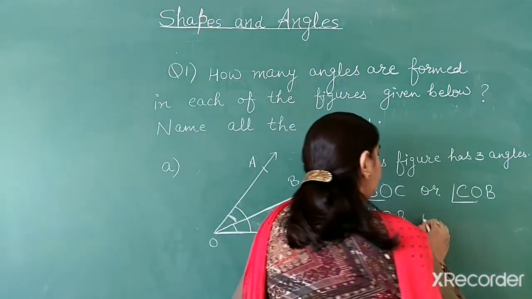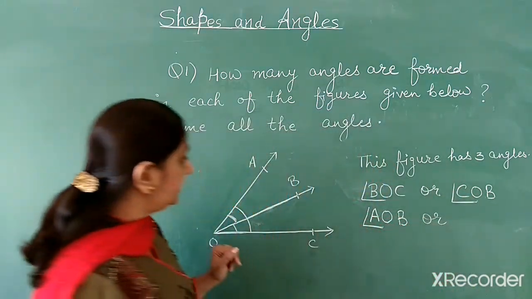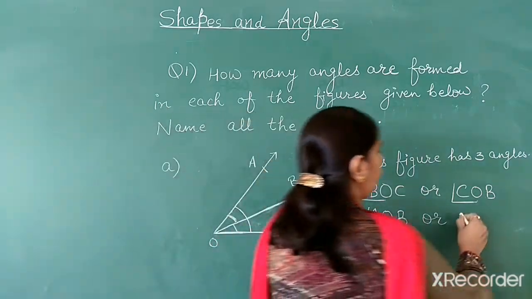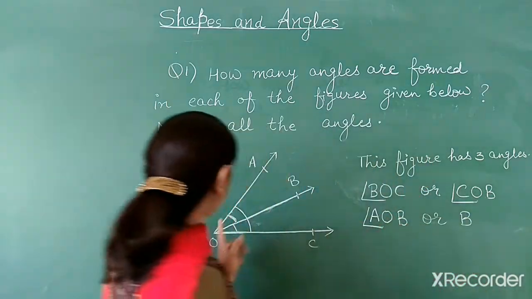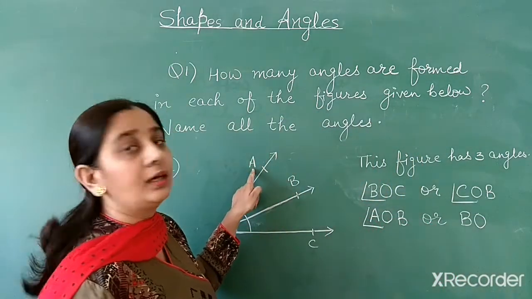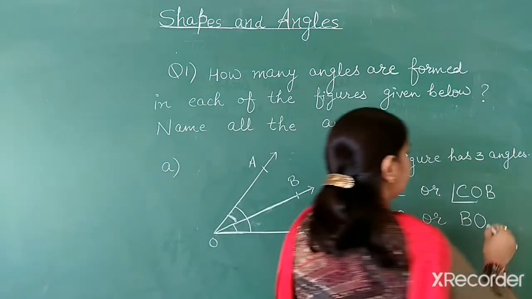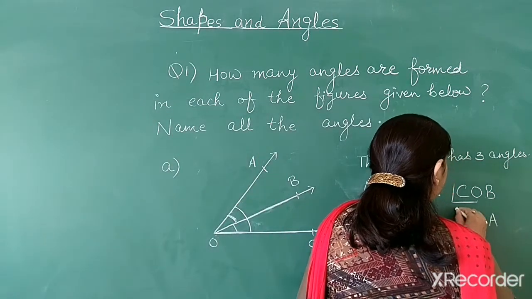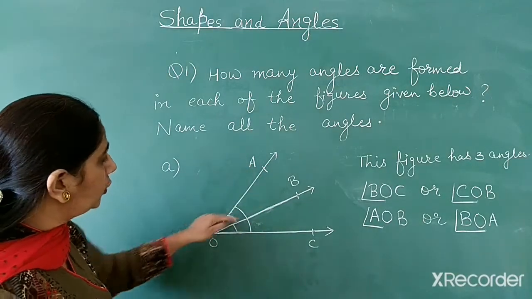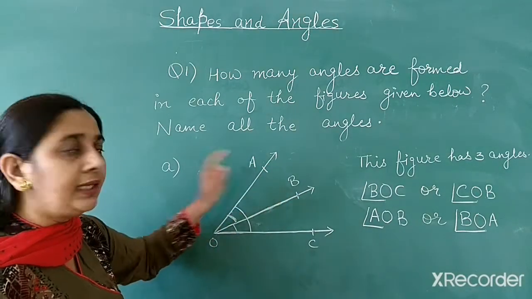Or in another way, you can write the name of this angle as, if you start from this point B, then write vertex O, and then one more point from the second arm, that is A. So in this way, the name of this angle is AOB or BOA.